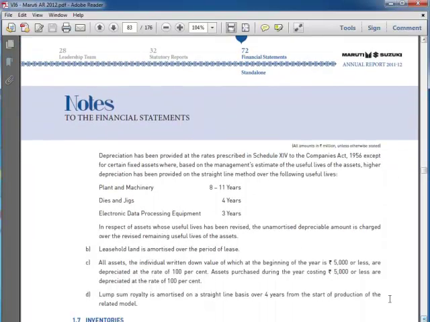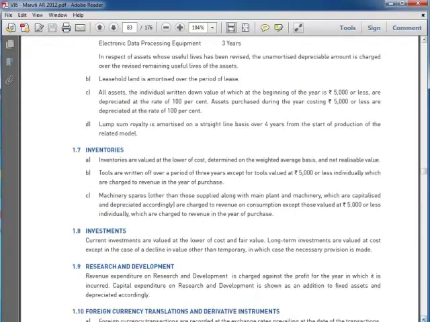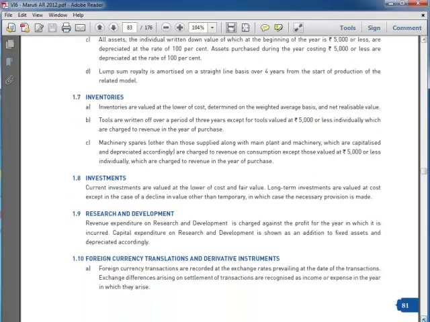And here it tells you the length of time that they use for depreciation of each asset. And then they have depreciation of other assets here as well. The next point they mention is inventories, and this tells us how they actually recognize inventories and what they account for them.